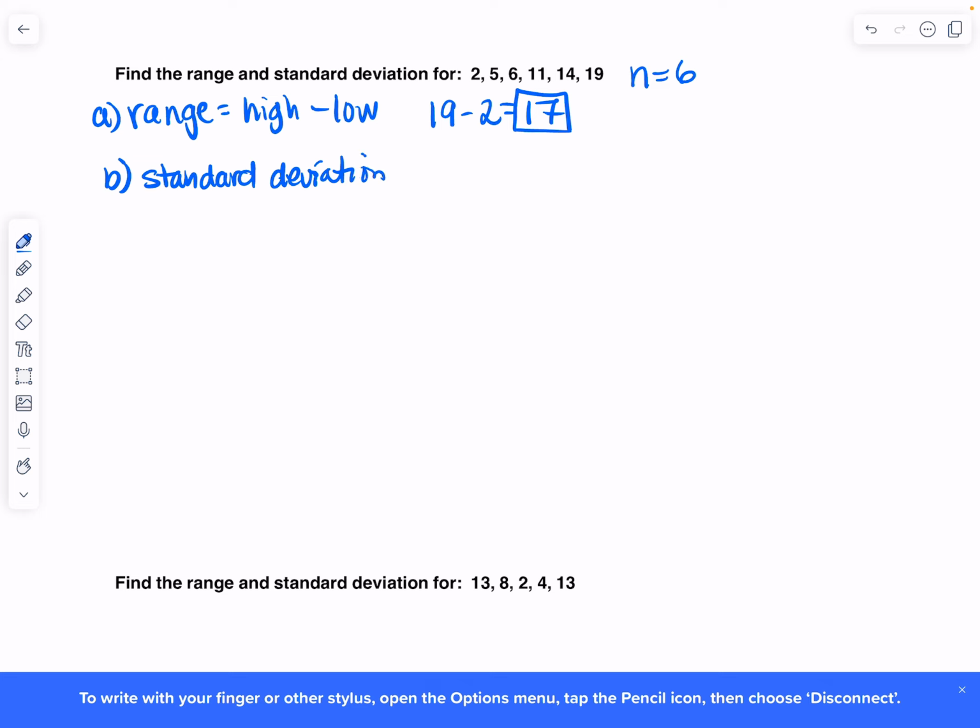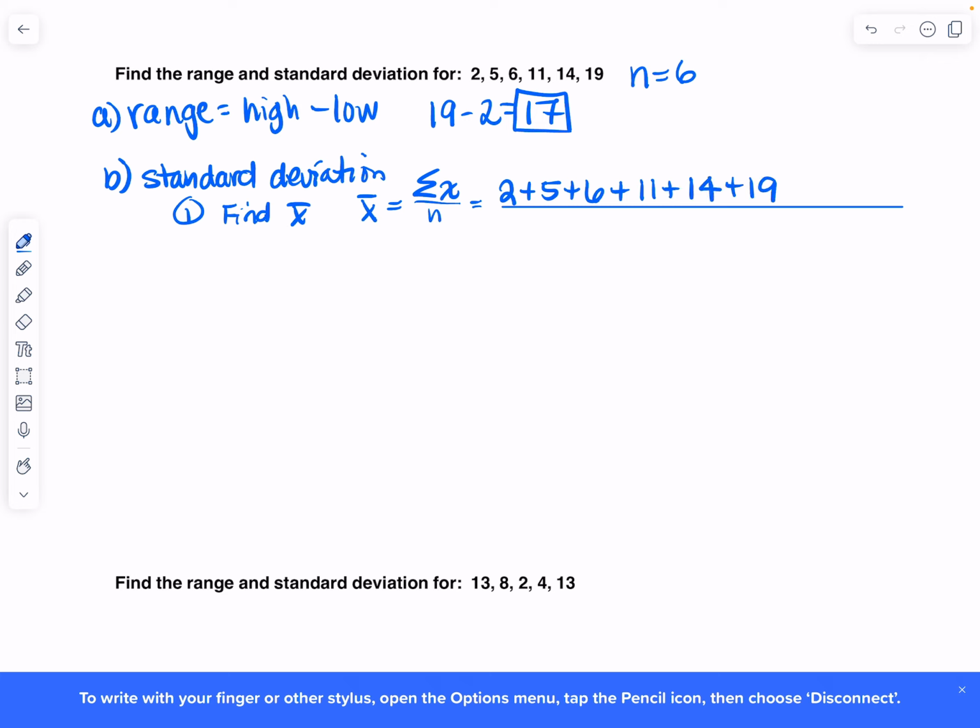So for standard deviation, remember the first thing we have to do is find x bar, or the mean. So x bar is equal to the summation of x over n. So my x values are 2 plus 5 plus 6 plus 11 plus 14 plus 19, all divided by n, which is 6. Let's figure out what x bar equals.